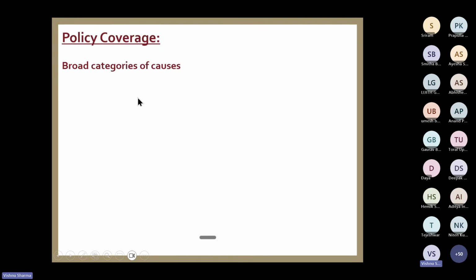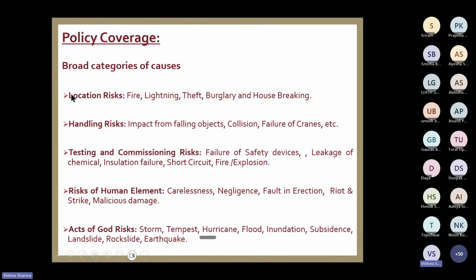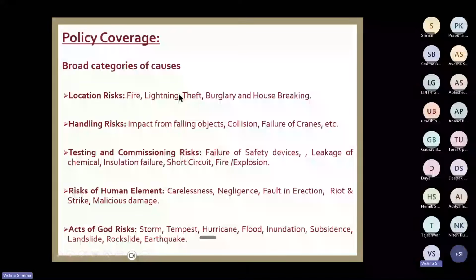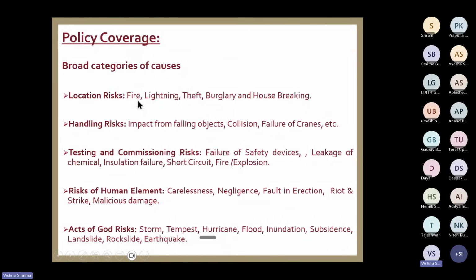Then your policy, what are the various categories of causes which are covered under the EAR policy? These are the different categories. Location risk, like fire, lightning, theft, burglary, housebreaking. Basically, it is all risk insurance subject to exclusions. So in an all risk policy, as you know, unless something falls under an exclusion, it is not covered. Otherwise, everything is covered. Fire, lightning, theft, any loss due to these things is covered.